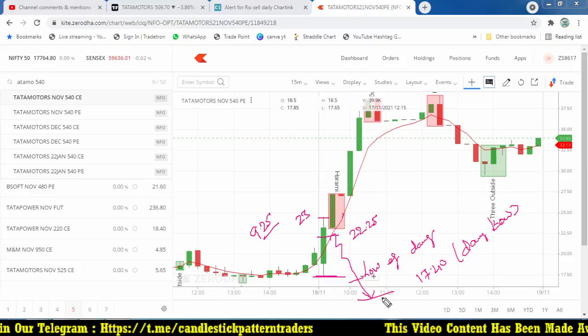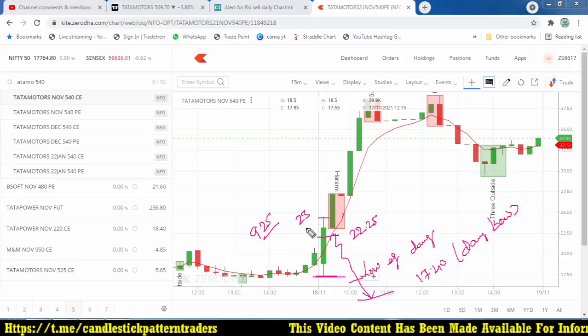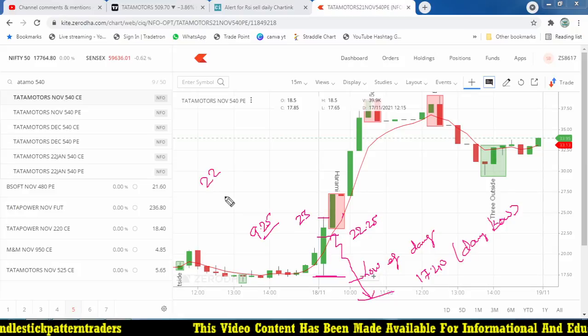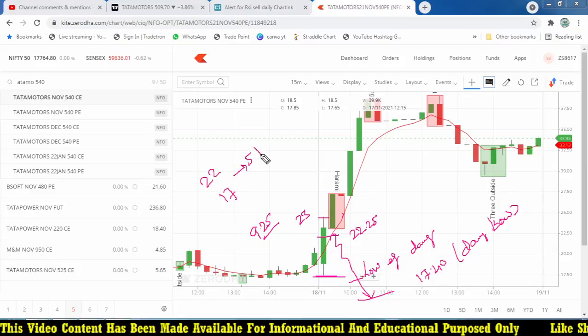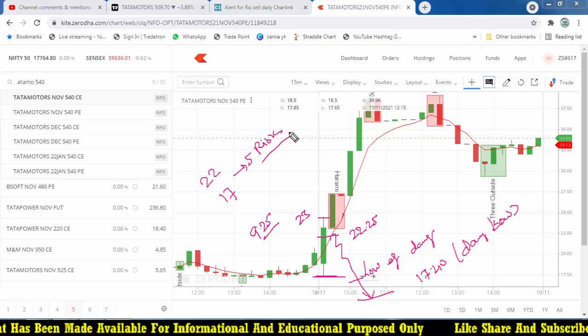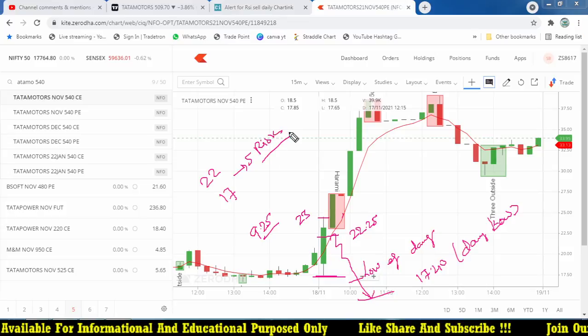So how many points are you taking as risk for the trade? Somewhere around 22 to 17.4, or if you are taking 17, somewhere around 5 rupees is your risk. If the risk is suitable to you, you can enter into the trade.